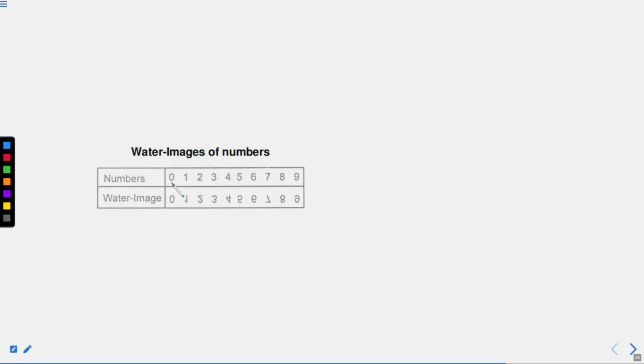For 0, the water image is same. For 1, it is different. For 2, it is different. For 3, it is same. If we consider both the curves of 3 to be of same size, then it is similar. Otherwise, it is different, because someone writes 3 in this manner and someone writes in this manner. So they both are different.